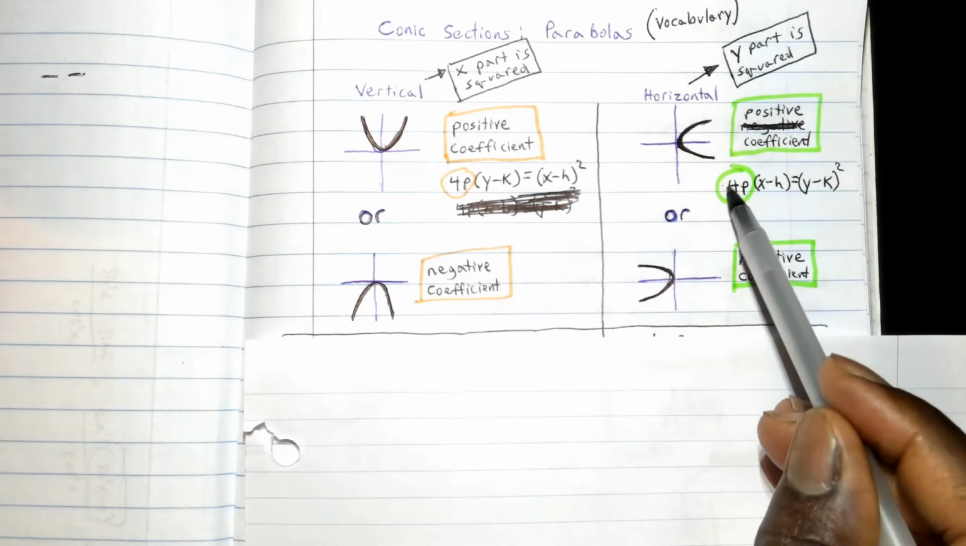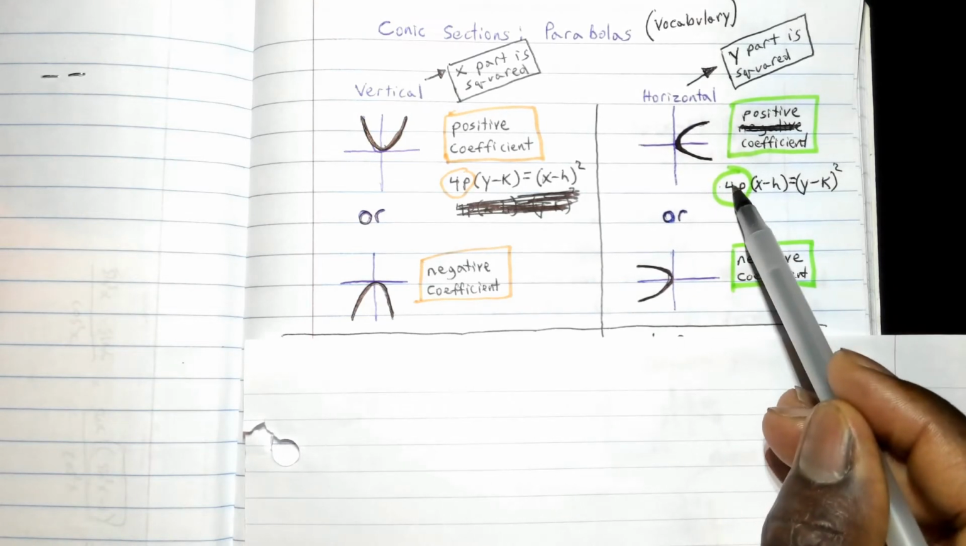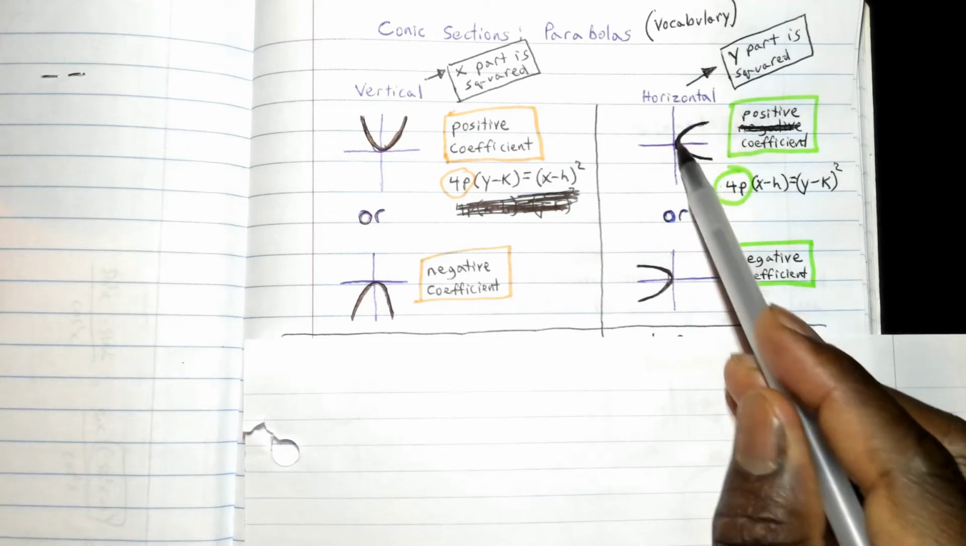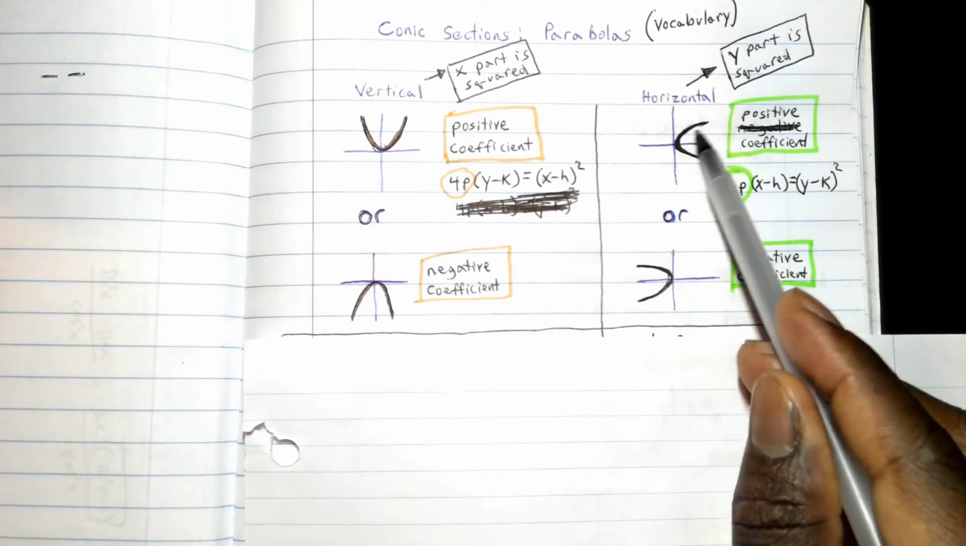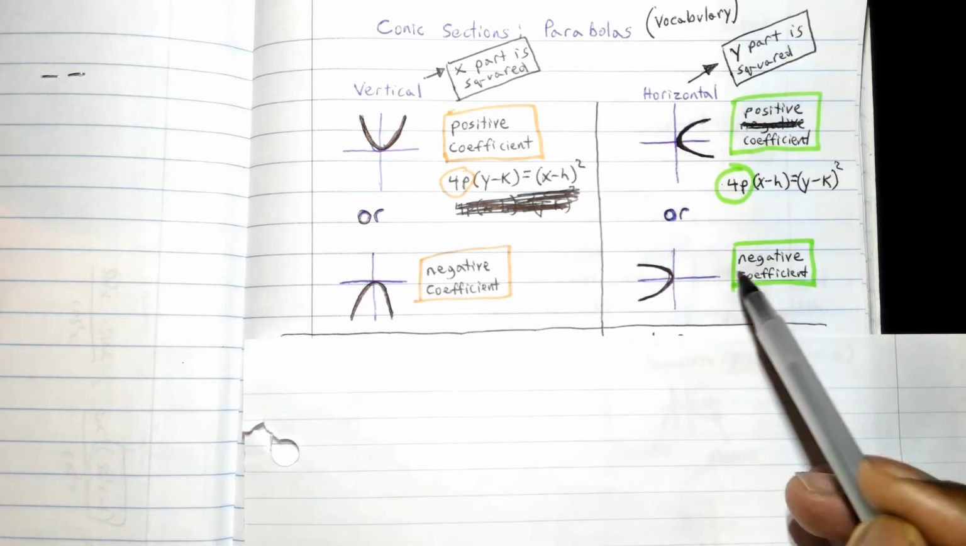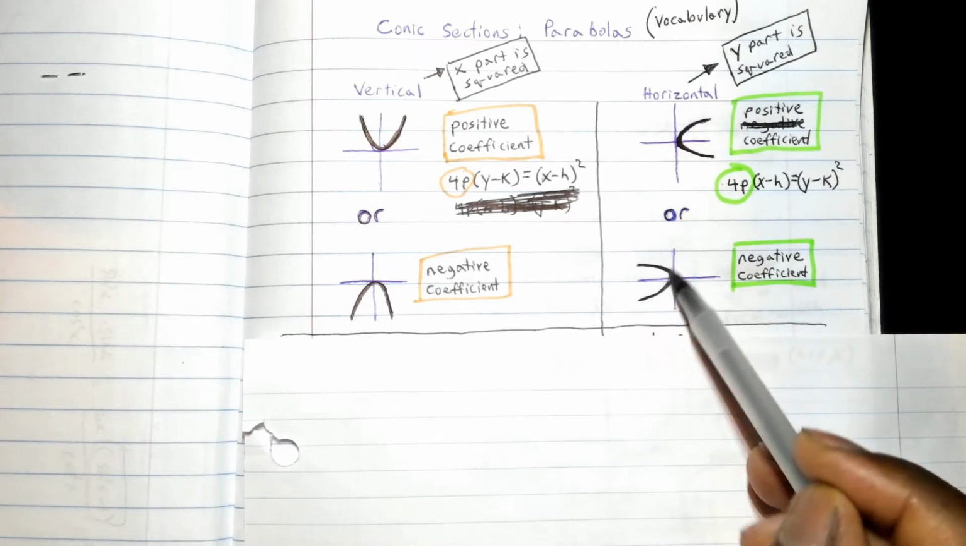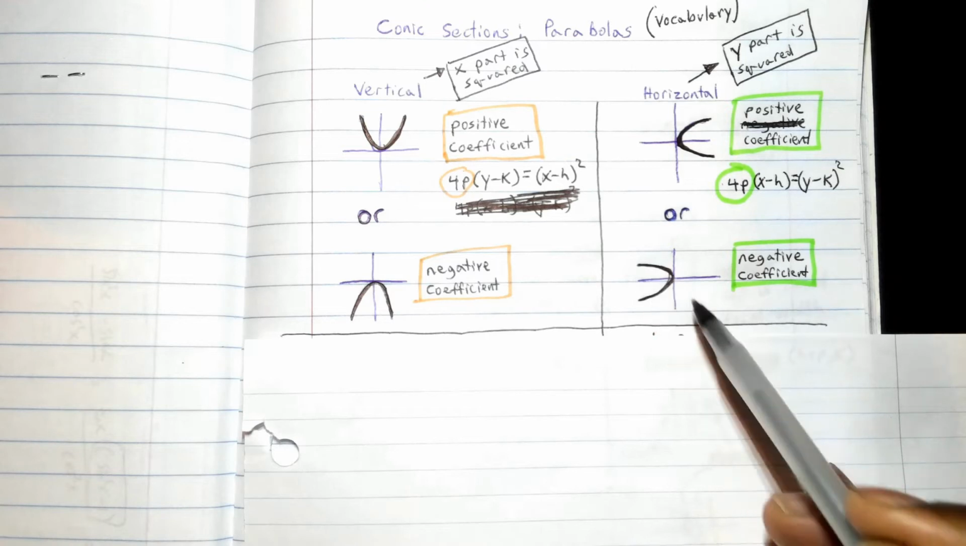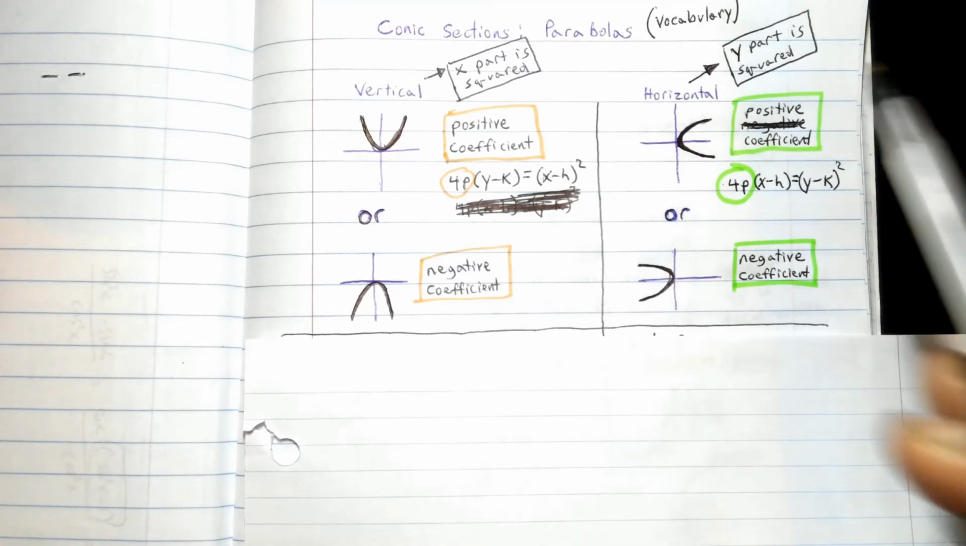Whereas if this number is positive, it's going to face to the right, which is the positive side on the horizontal. If it's a negative number, then it's going to face the left on the negative side of our horizontal.